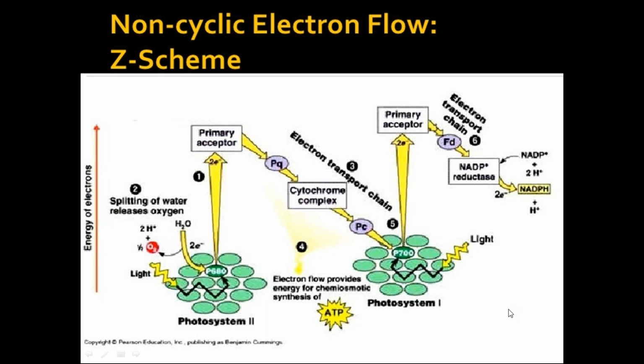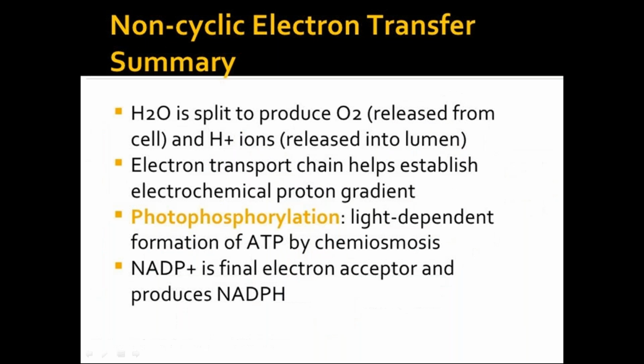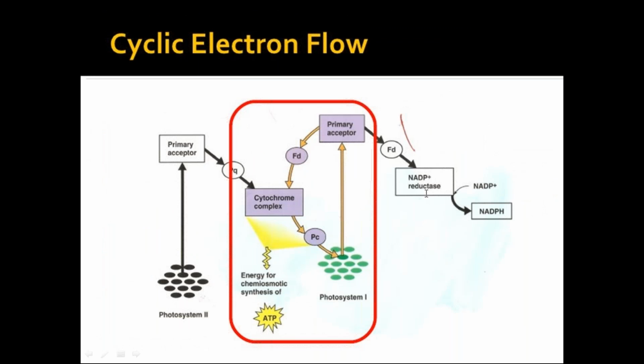Clear. Okay, clear to all the students. Let's move on to the next process, that is cyclic photophosphorylation. What is cyclic photophosphorylation, students? From the name, it is clear what is cyclic. Electrons move in the form of a cycle.